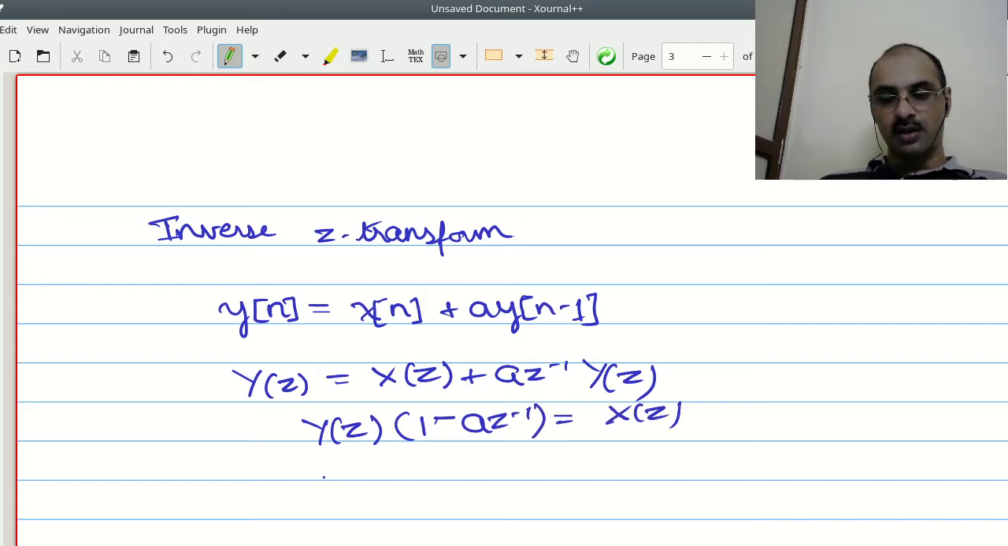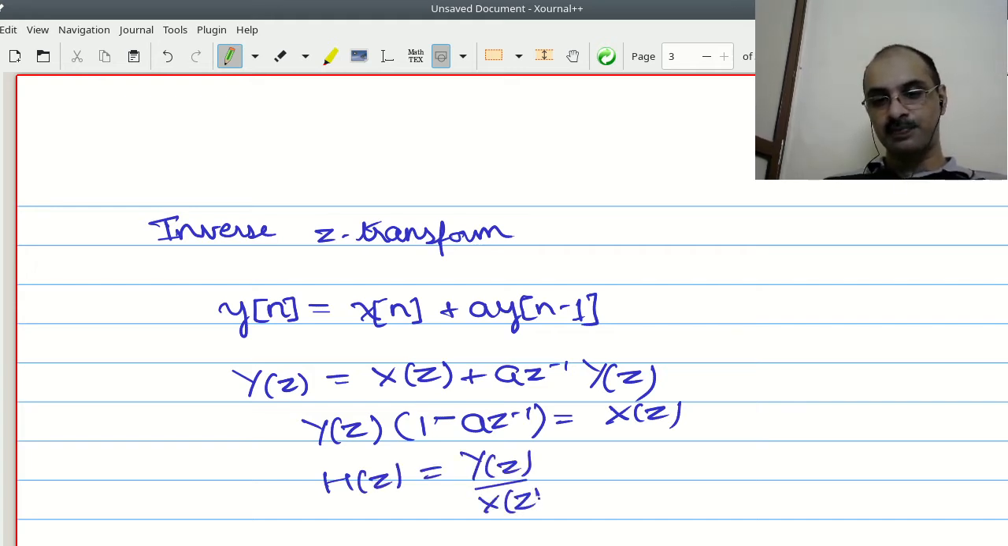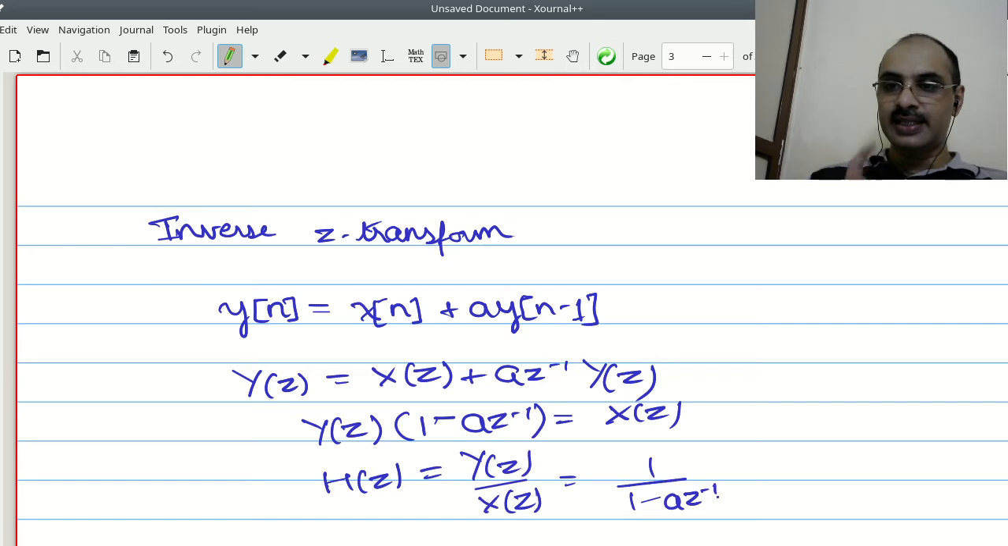So your H(z), which is a transfer function defined as the ratio of the Z transforms of the output and input, is actually 1 by 1 minus a z inverse. Now notice that in this computation we are unable to figure out whether the ROC is mod z greater than mod a or mod z less than mod a. If you recall, in the previous example we were discussing outward sequence and inward sequence. The same question has to be answered here.